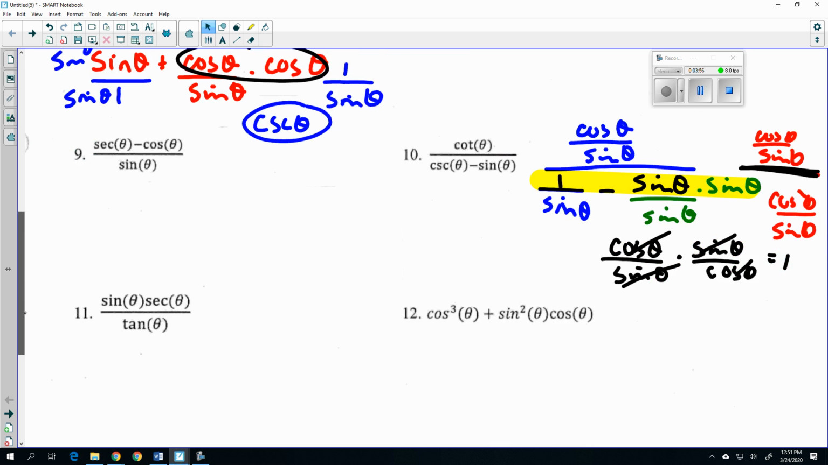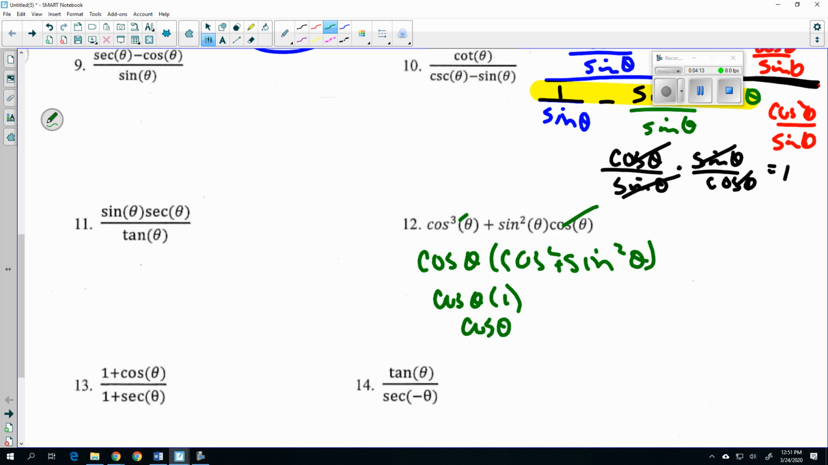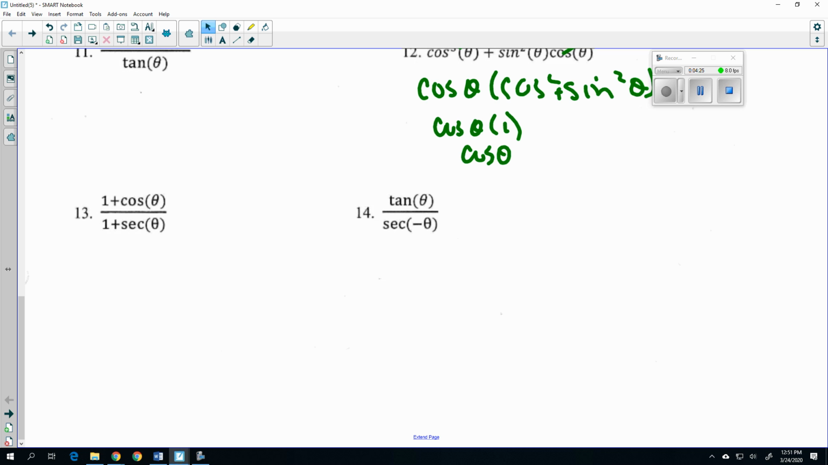I'll give you a hint on number 12. And just think of these as a puzzle. I'm not asking you to get them all correct. But notice if I factor out a cosine, now it's just cosine theta times 1, which is cosine theta. So a couple things you want to do. You want to change everything into a sine and a cosine. You want to find common denominators and then reduce. On number 16, I can see a lot of people canceling those ones. You can't do that. Okay, I'll get this one started for you as well.